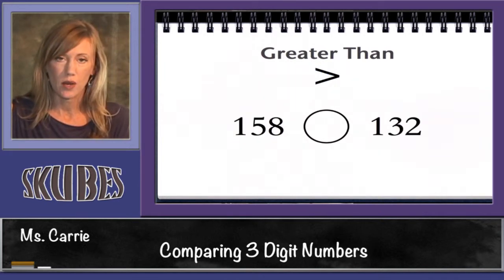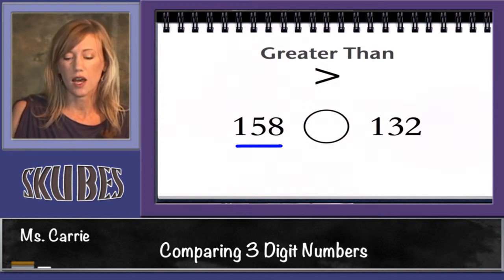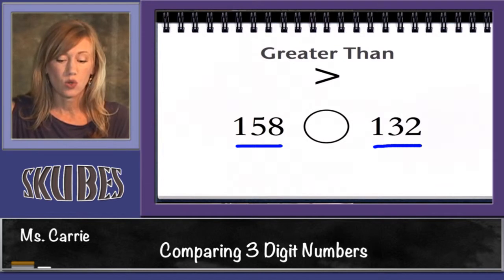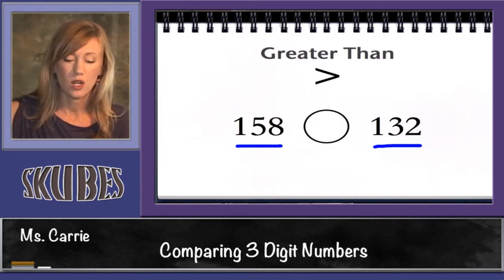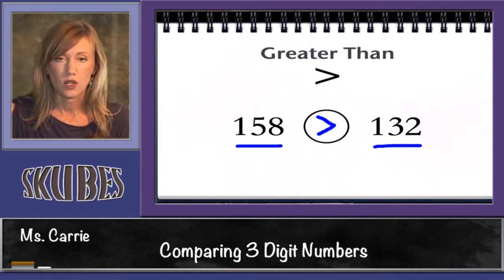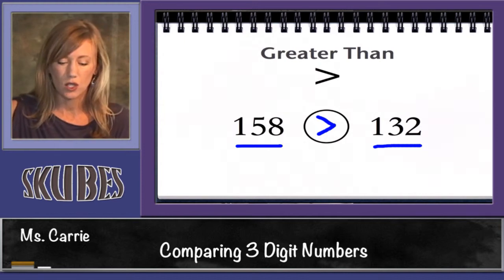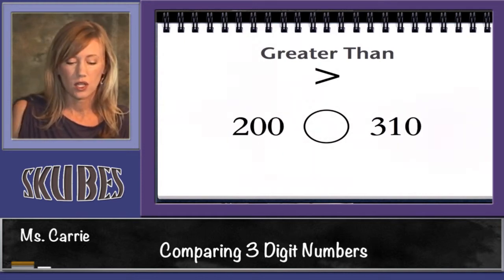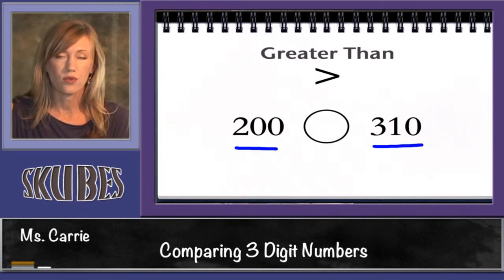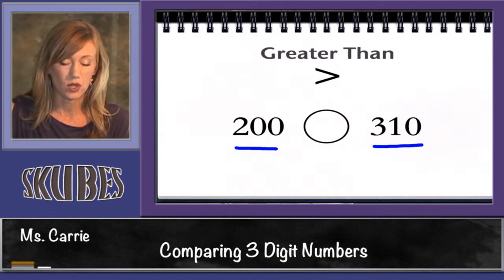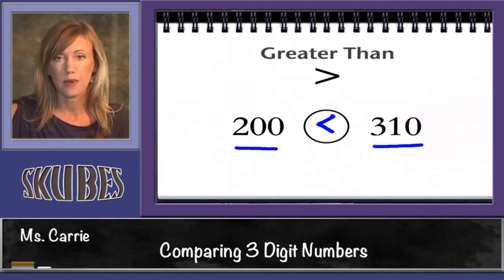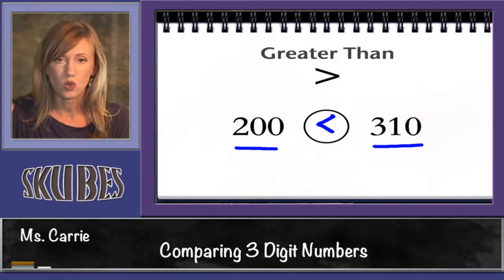Let's look at two more numbers. We have 158 on this side and 132 on this side. We know that 158 is greater than 132, so our mouth is going to eat the bigger number. That's our symbol for greater than. Let's look at two more numbers. Let's look at 200 and 310. Well, we know that 310 is greater than 200, so we want the open part of the symbol to be facing the bigger number, because 310 is greater than 200.